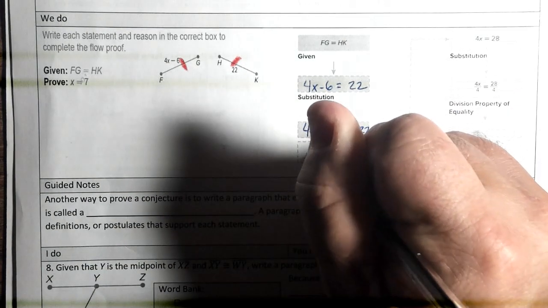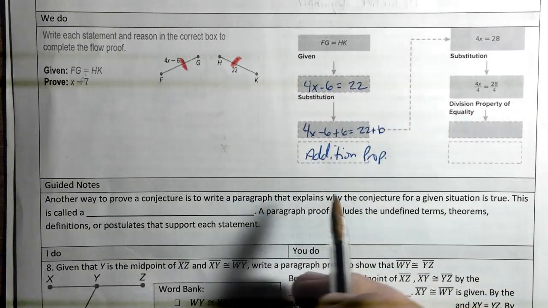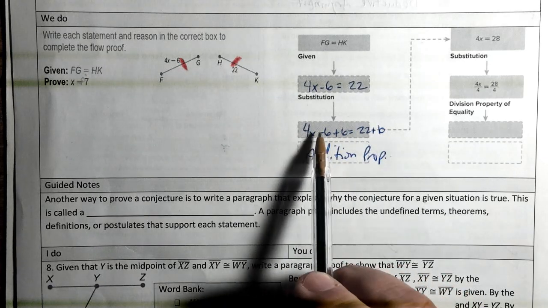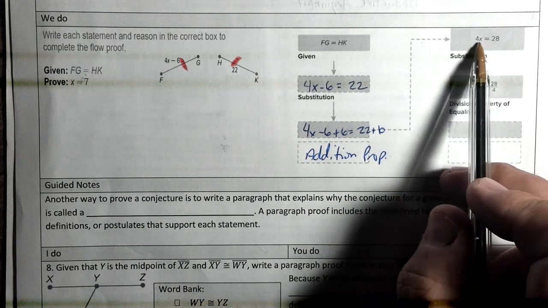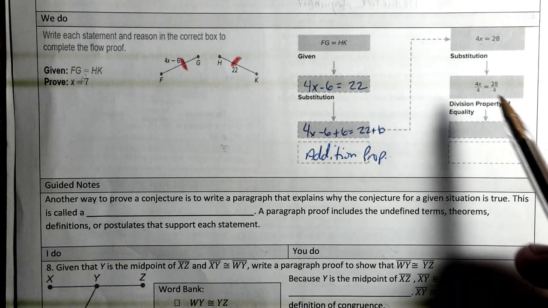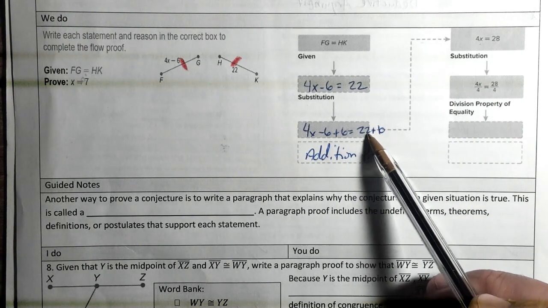And this is addition property, because we're adding 6 here to get rid of this, and then to get x by itself. So you come up here, and you got 4x is equal to 28. So we substituted 22 plus 6 for 28.